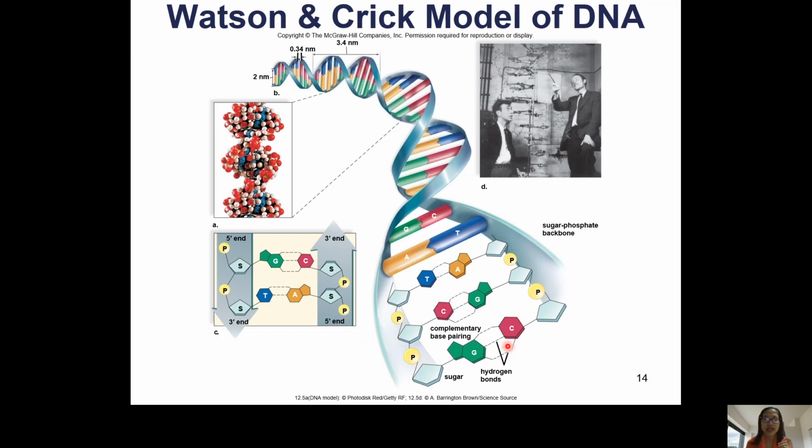The chains of the DNA are anti-parallel to each other. You can see the orientation here. This one is 5' to 3' and the other one is 3' to 5'. That is called anti-parallel.